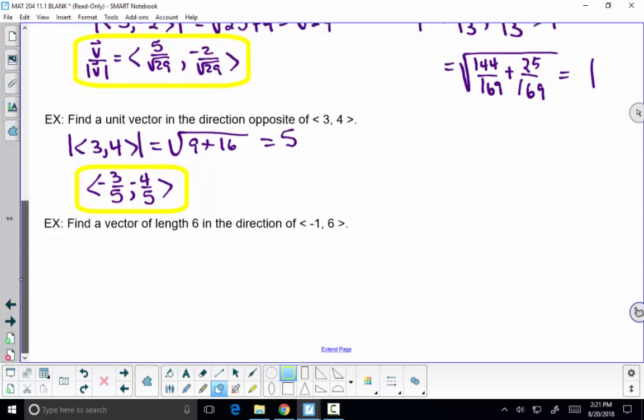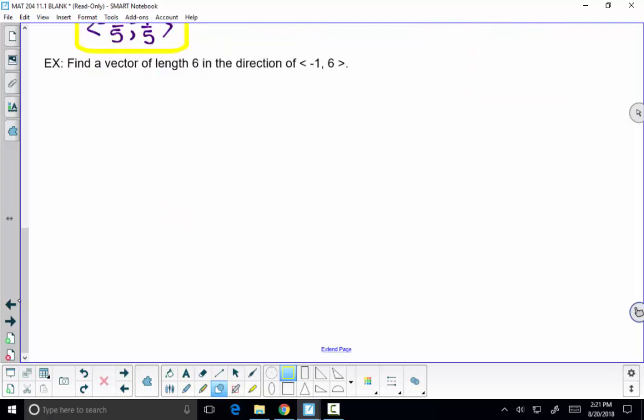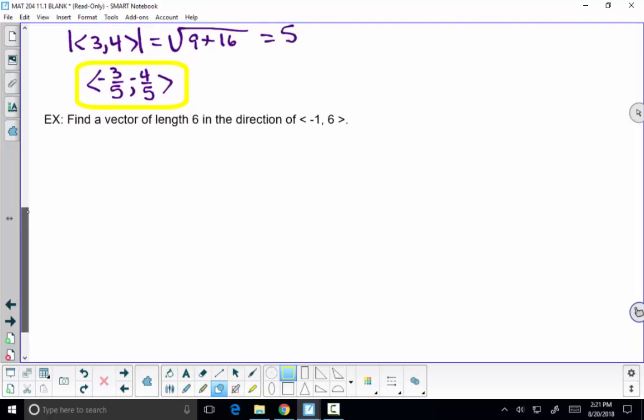All right, you guys try this one. Find a vector of length 6 in the direction of -1, 6. Extra little twist in this one. Let's see if you can figure it out. Vector of length 6.